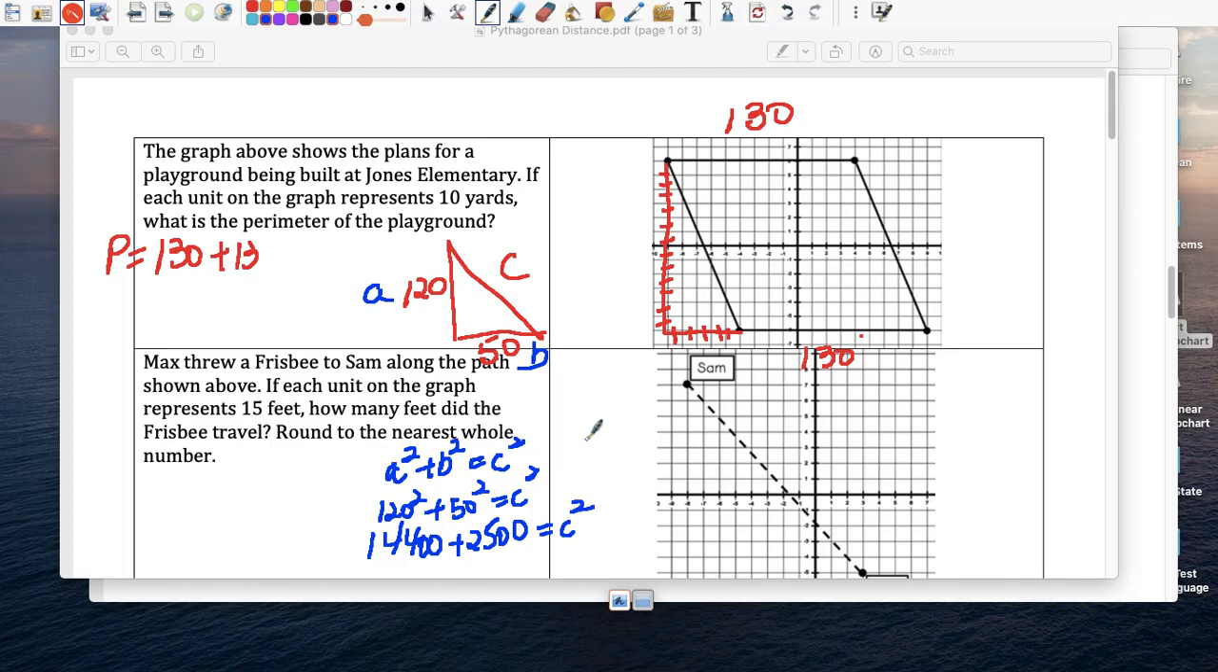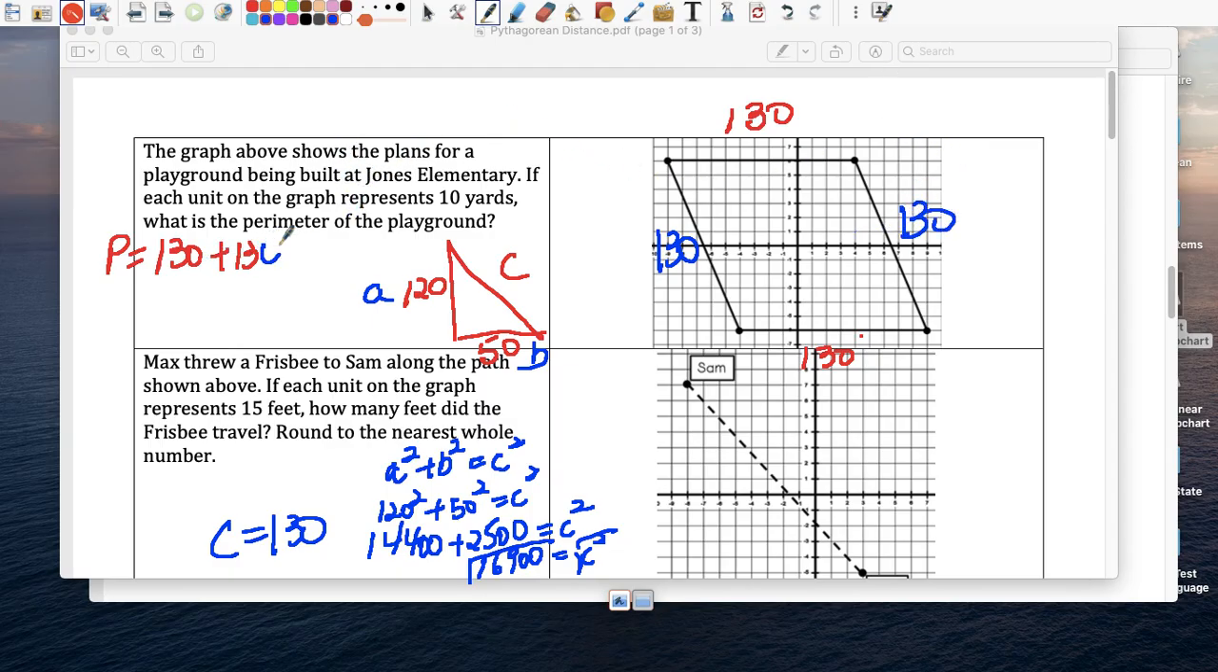And then if we add that, we're going to get 16,900 equals C squared. We're going to take the square root of both sides. And if you take the square root of that 16,900, you get 130. So C is 130. So now I know everything I need to know. So this diagonal is 130. This diagonal is also going to be 130. So now I have everything I need.